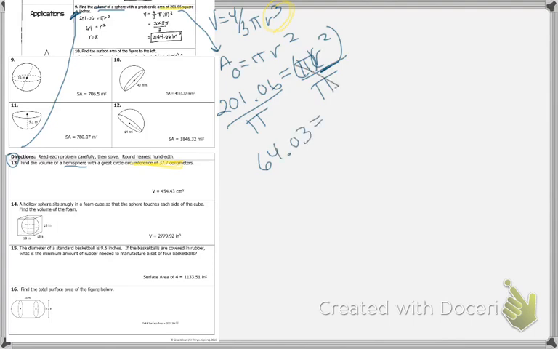64.03. These are crossed out. I'm left with r squared. How do I get rid of a power of 2? To get rid of a power of 2, we're going to have to square root both sides. If I square root 64, most of you know already the perfect root of 64 is 8, so your answer is going to be roughly 8. So let's see, what do I get?